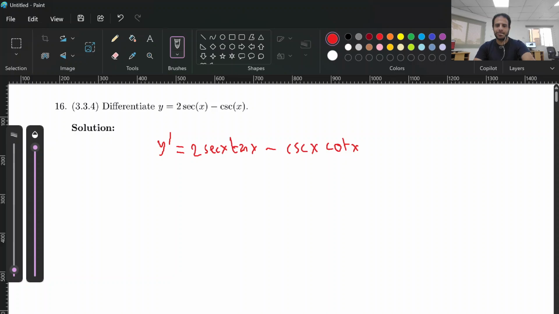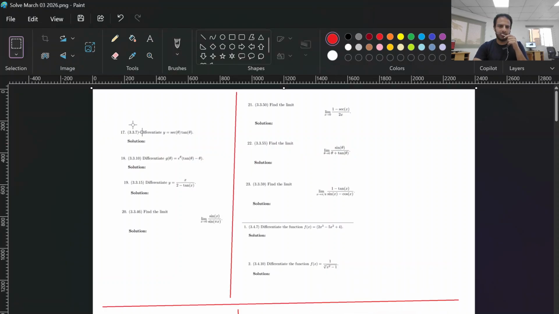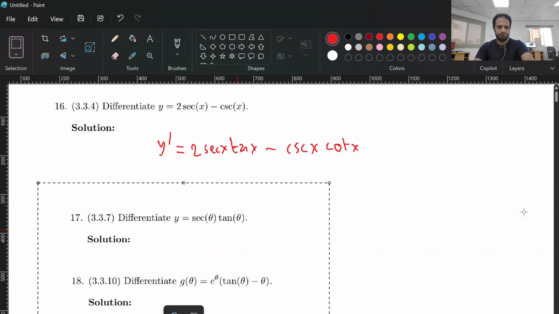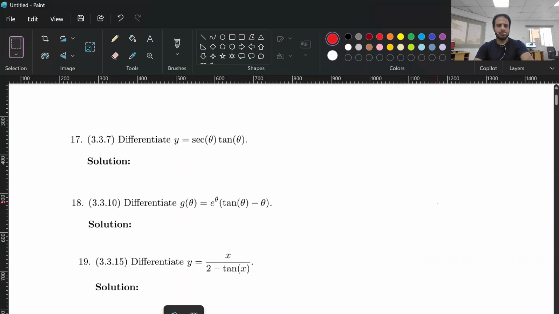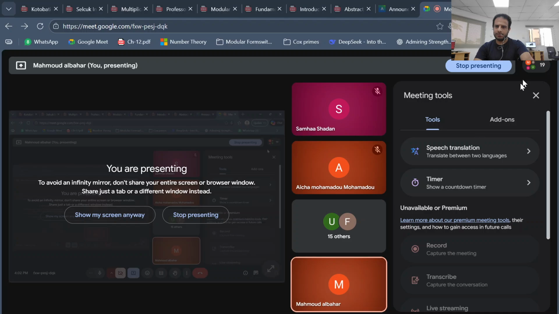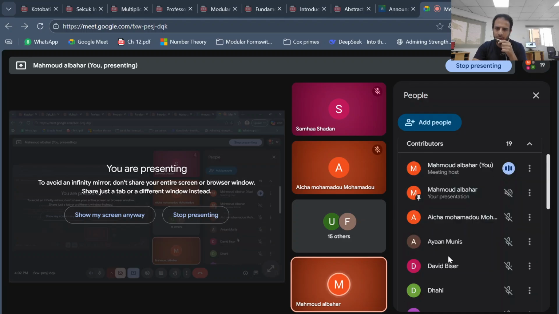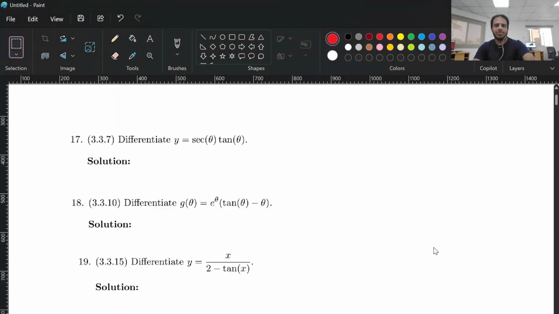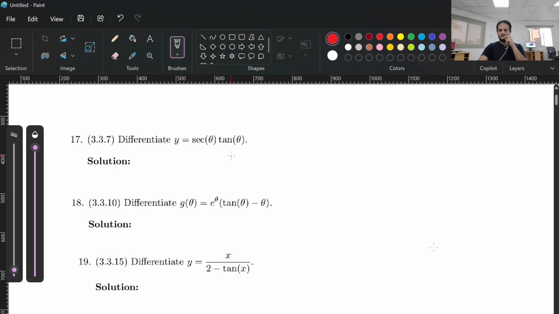Now let's take the next problem. Now we have problem 17. Now, Ayan, please help me with problem 17. Okay, sec x into tan x.